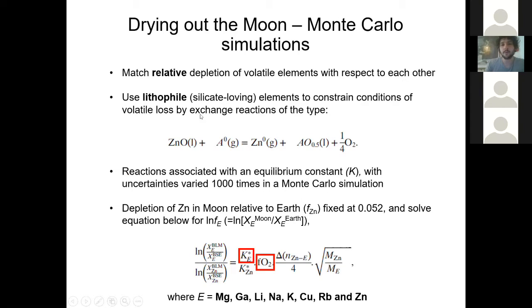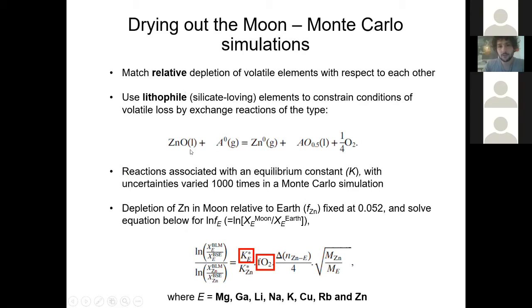So what we really only consider are lithophile elements, i.e. those that are present in the silicate mantle of the protomoon, because we don't want to bias our results by considering the depletion of elements that may have occurred during core formation.